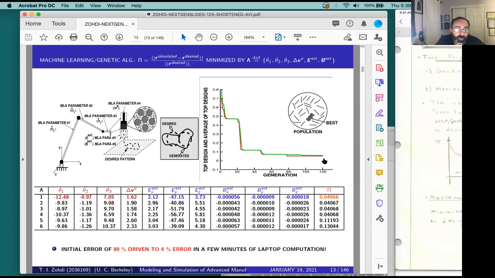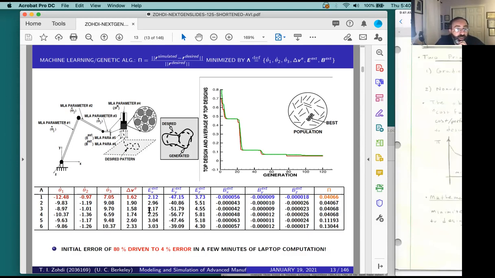Now, the main point is that it zoomed in on all of the parameter sets that were able to deliver a 4% error, meaning that it was able to whittle down all of the parameters to get down to roughly 4% between what it got and what it desired, without ever doing any physical calculations or physical experiments.